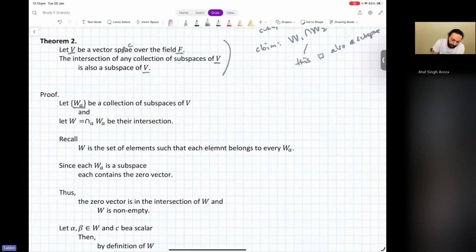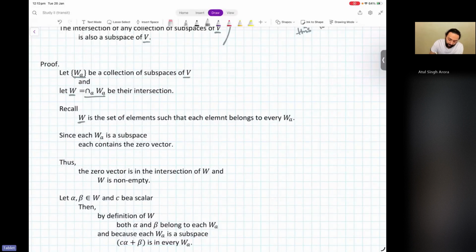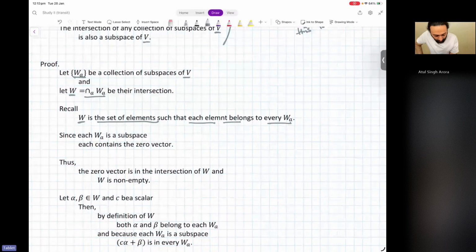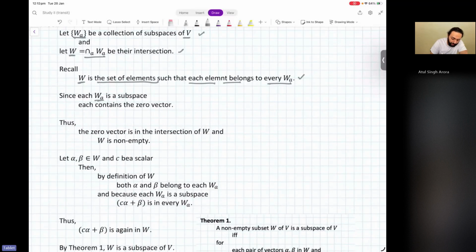So suppose that WA is a collection of subspaces of V, and W is just defined as the intersection. Now recall that W is the set of elements such that each element belongs to every WA. This is just restating what it means to be in the intersection. So basically every element in W is also going to belong to WA. So far we haven't said anything very deep. Okay, and since each WA is a subspace, each one of them contains a zero vector.